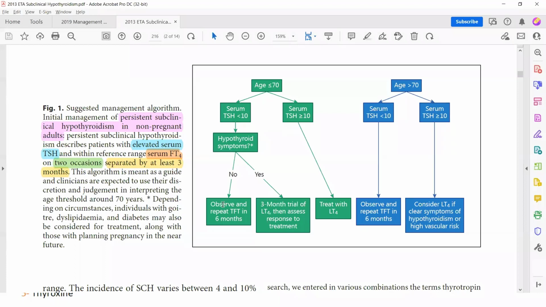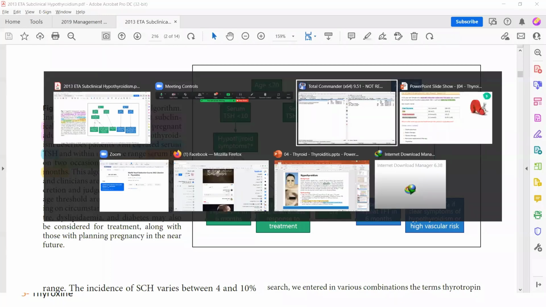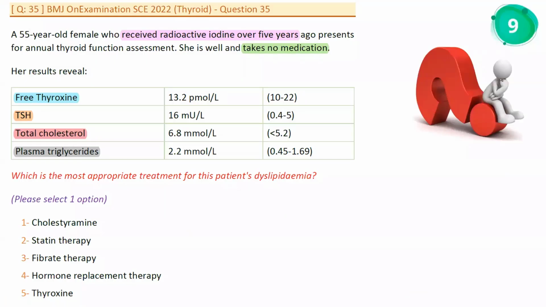This is actually the guidelines, and they did not mention anti-TPO in this recommendation. But for the exam, if anti-TPO is positive, we should consider treatment. If there is another autoimmune disease, we consider treatment. And this is a very important topic. So I will go to this case scenario.